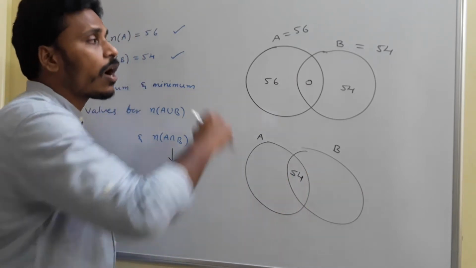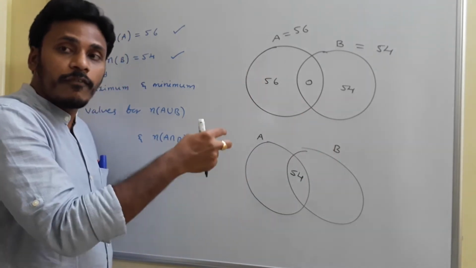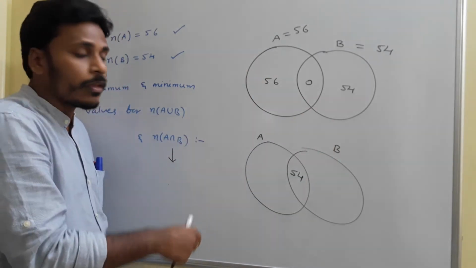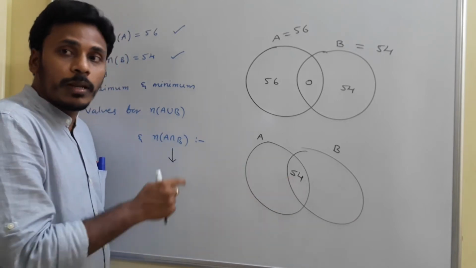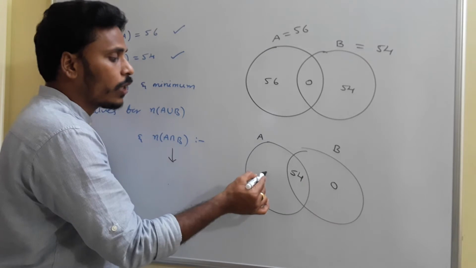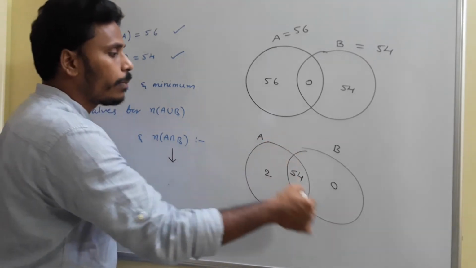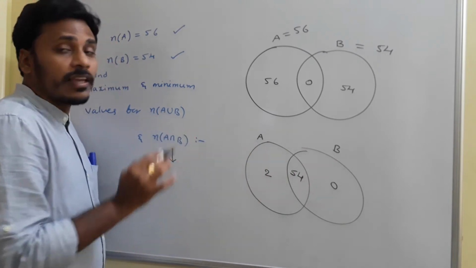In that case, all the elements of B are in A. That is, every element of B is in A also. So that's why the maximum possible number is 54. Then in that case, here you have to write 0 and here you have to note 2, because A contains 56 and B contains 54. Just think about it.